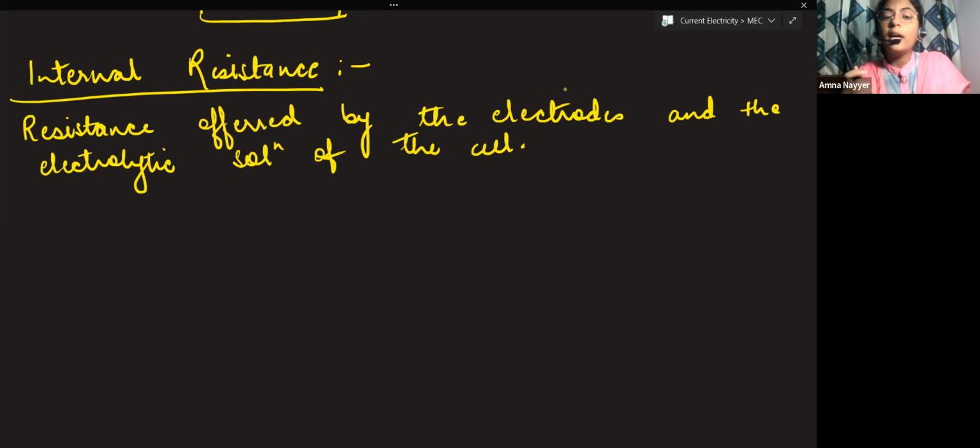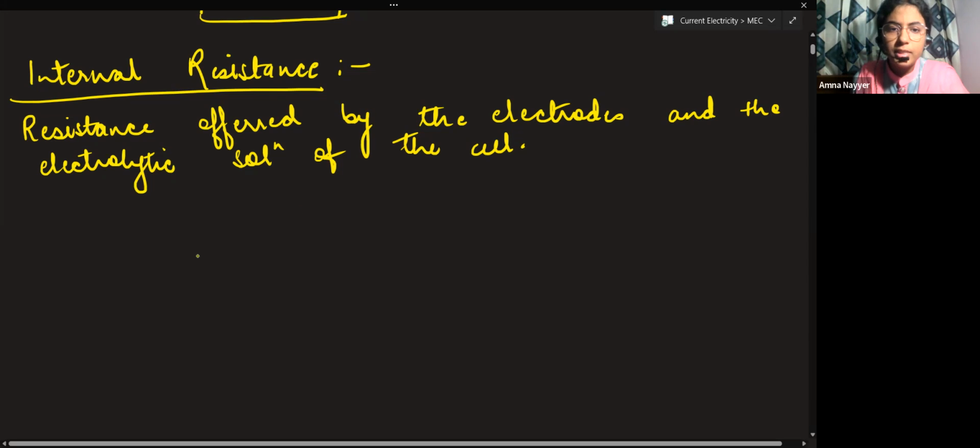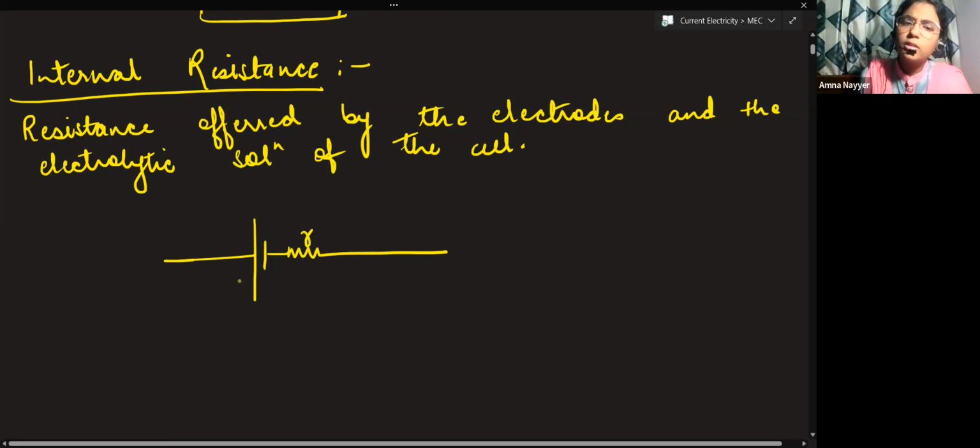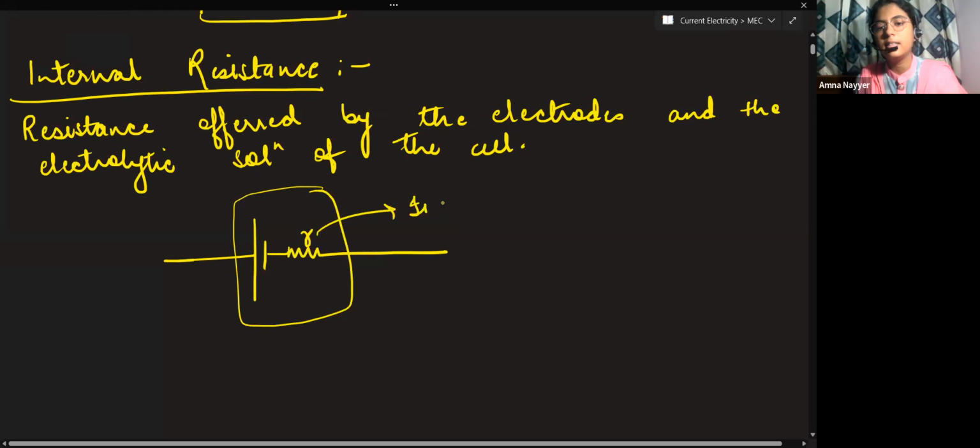Now, what I was telling you, how to represent it. See, in a cell, we draw it in this manner. This is a cell, and along with the cell, we connect this resistor. This shows that this is the internal resistance of the cell. The cell will have its own voltage. But we draw it in this manner. This is mainly a cell, but in a circuit, we write the resistance adjacent to the cell, and we call this the internal resistance.